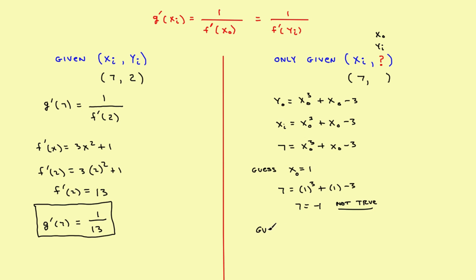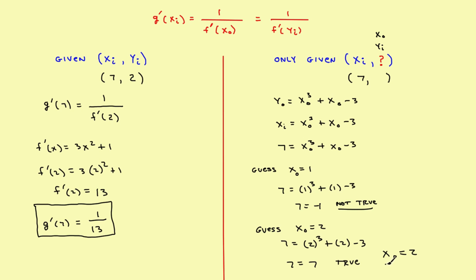So now I'll guess, and it's just a matter of guessing until you find one that works. Let's guess that x sub o is equal to 2. So I get 7 is equal to 2 cubed plus 2 minus 3. And if you do this, you would have 7 is equal to 8 plus 2 would be 10 minus 3. 7 is equal to 7. That is true. So you know that x sub o is equal to 2.